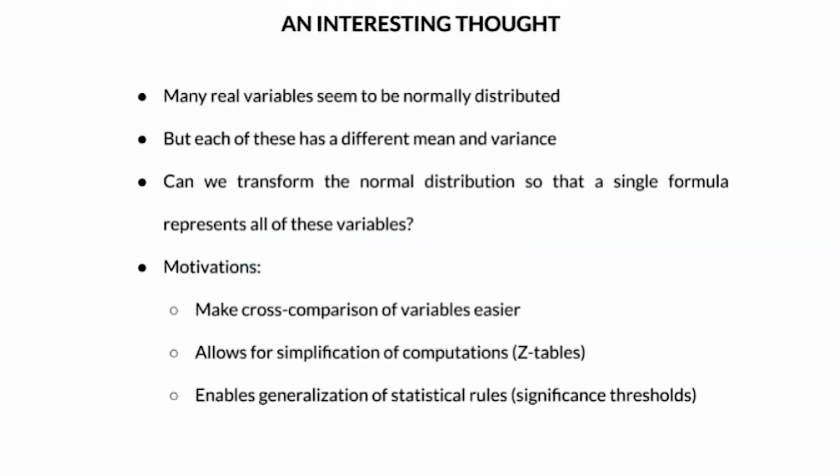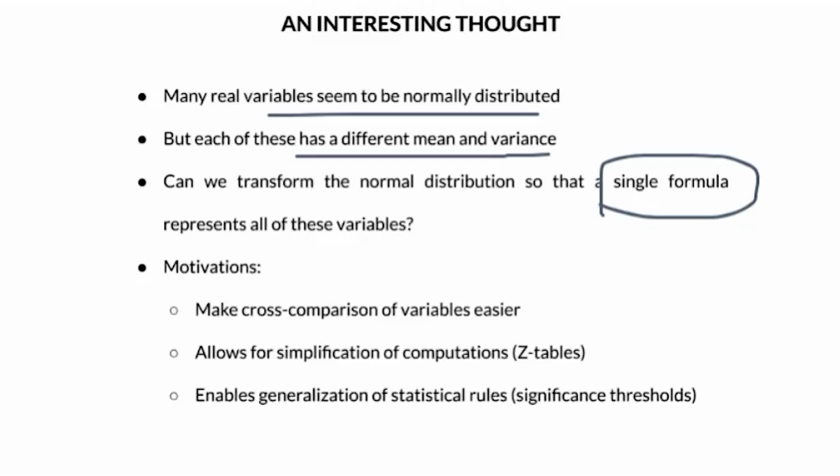Okay, so now there's an interesting thought, right? Shoe size, age, height, salaries, cricket runs, whatever, right? There are many real variables which seem to be normally distributed. Now each of these has a different mean and variance. Yeah, we saw height's mean was 165. I think the mean was 60 for the other, and different variance values, right? Can we transform all of these normal distributions so that a single formula can represent all these?